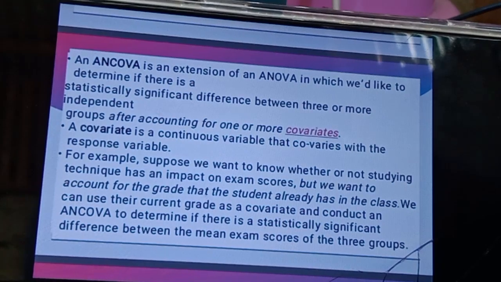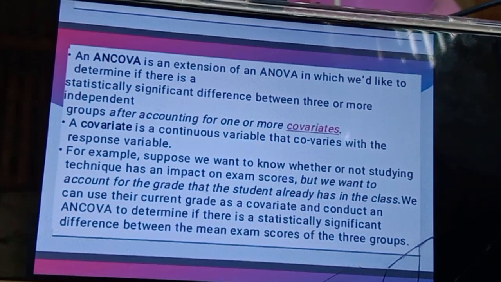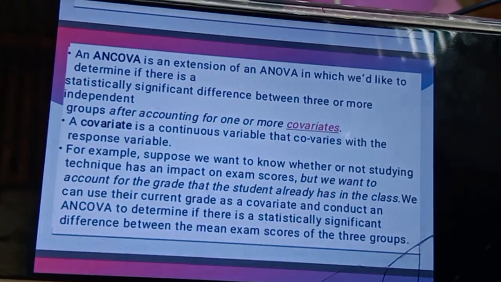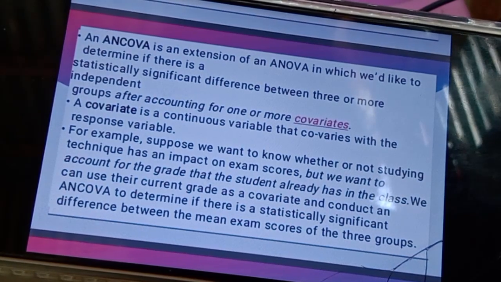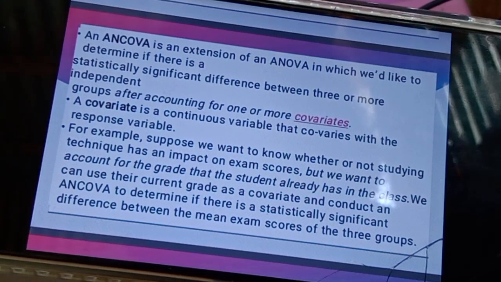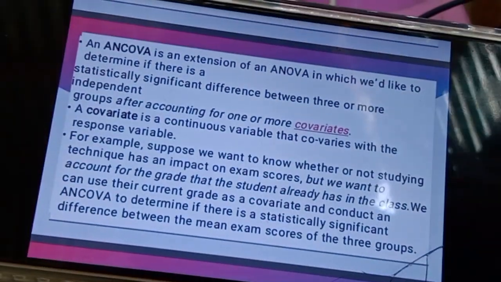An ANCOVA is an extension of ANOVA in which we'd like to determine if there is a statistically significant difference between three or more independent groups after accounting for one or more covariates. A covariate is a continuous variable that covaries with the response variable.